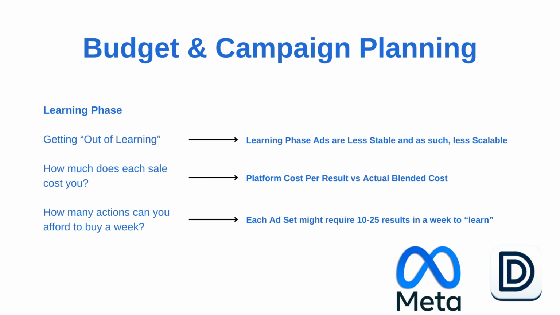So let's dive into a little bit more of our campaign planning. And what I want to talk about today is the learning phase. And this is really important to understand. One of our primary focuses around our budget and campaign planning is to get out of learning. When planning our budgets and our campaigns, we want to focus on getting out of learning. Remember that ads that are in our learning phase are less stable and as such, less scalable. The learning phase is basically Meta's way of telling you, I am not confident yet in delivering you a consistent result.